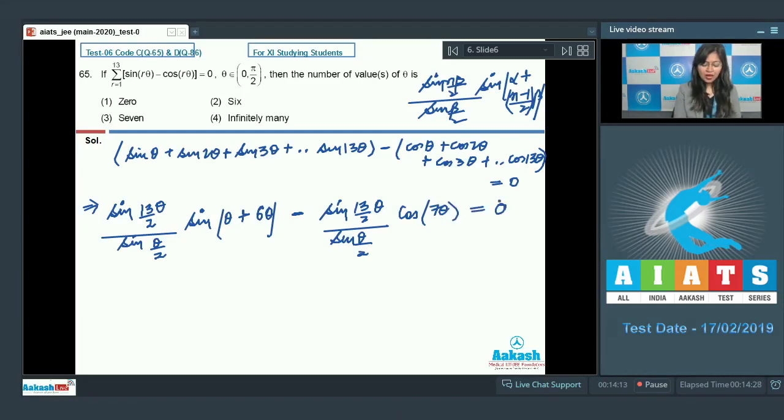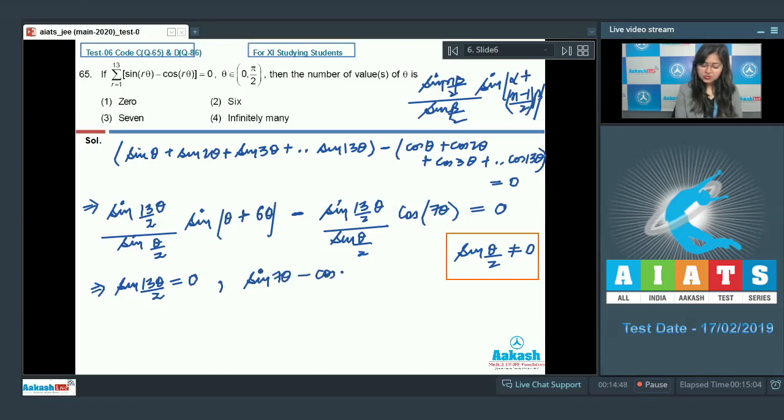As sine theta by 2 is in the denominator, we can say that sine theta by 2 should not be equal to 0. This is the one condition. Also, taking sine 13 by 2 theta common, we can say that either sine 13 theta by 2 is equal to 0 or sine 7 theta minus cos 7 theta is equal to 0, which says that tan 7 theta is equal to 1. So these are the 3 conditions that we get.